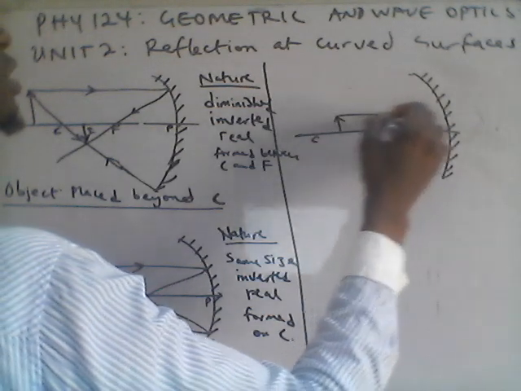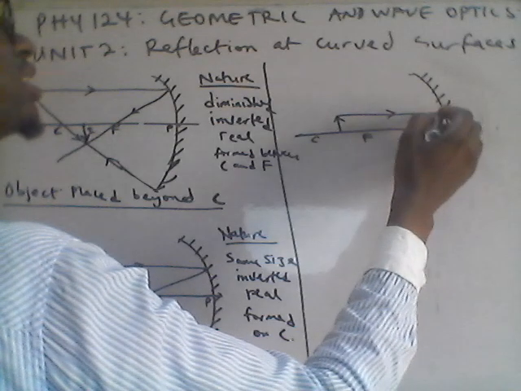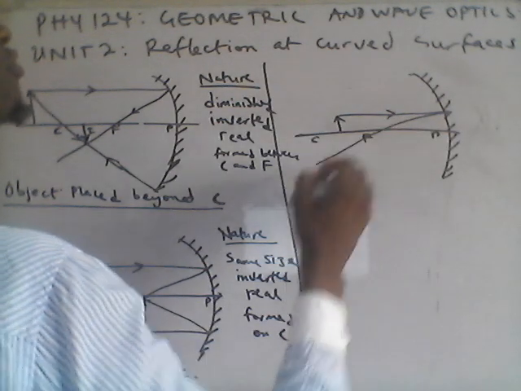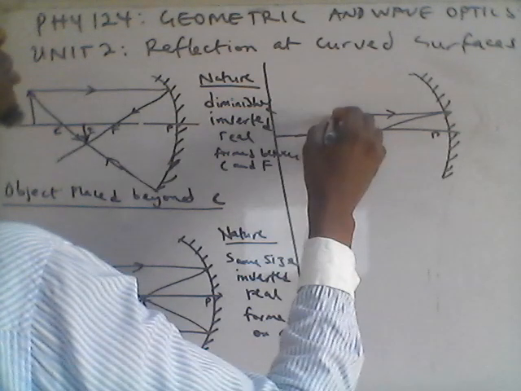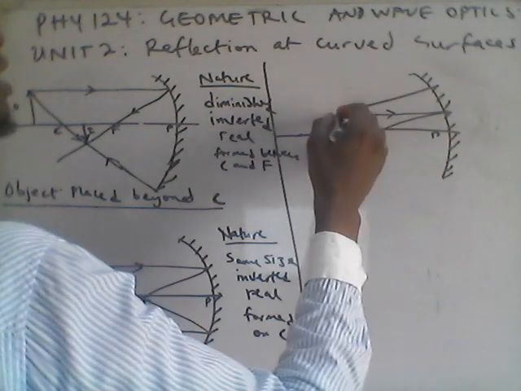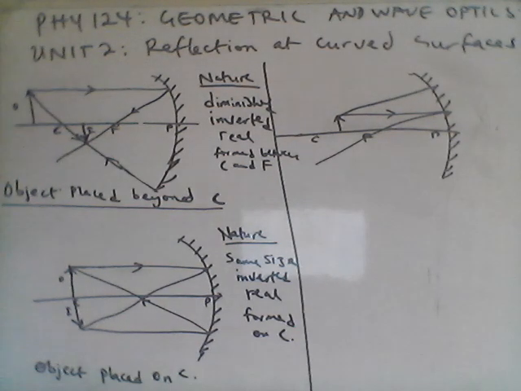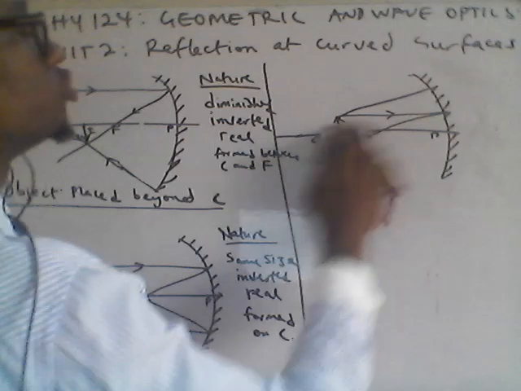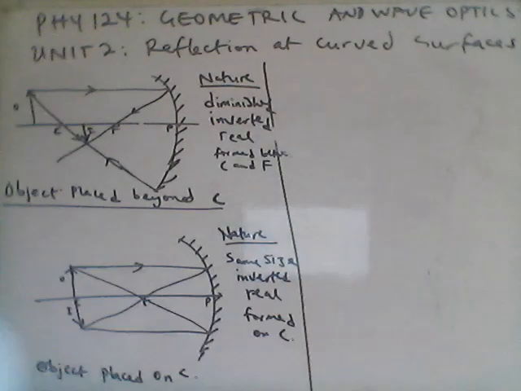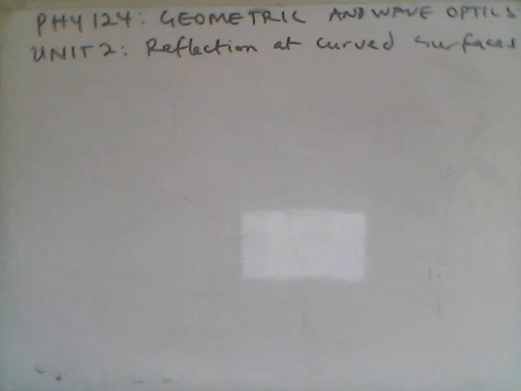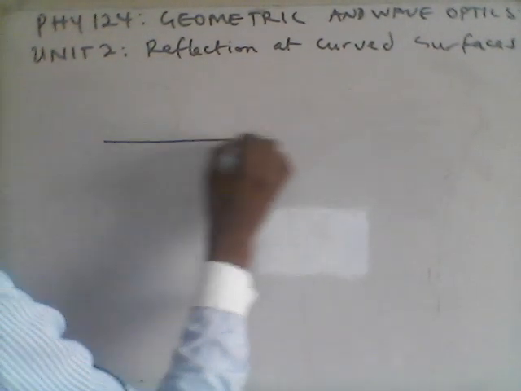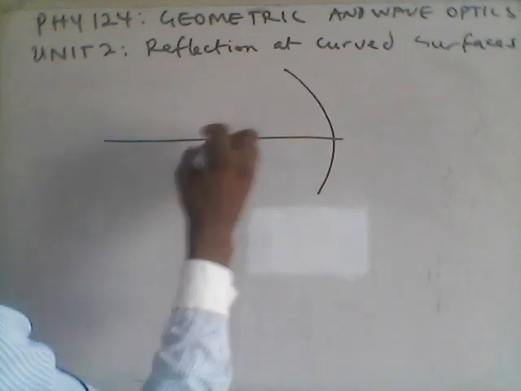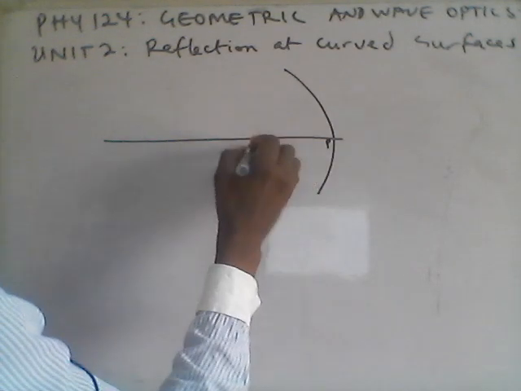So I go again. The ray hits the mirror and is reflected through F. At the same time, this one hits the mirror again and is reflected. I may not have space, so let me redraw the diagram. Let me take this off so that you can understand it. I am on the configuration where the object is placed between C and F. Let me make it bigger. So this is P, F, and C.